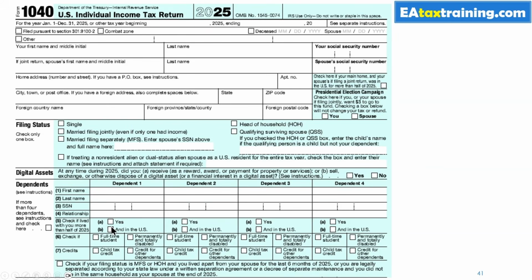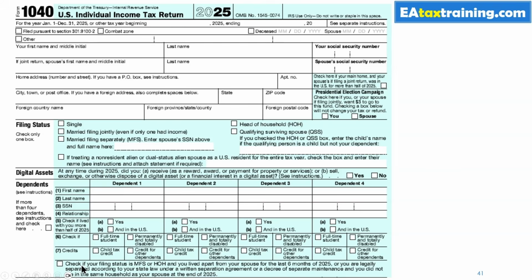And so they want to see that right here on the front of the 1040. And then check if they're a full-time student or permanently disabled. That's important for determining whether or not they are a dependent. And then check if you are taking certain credits. So there are certain credits, and they want to know, are you taking the credit for that particular dependent? So you would check those boxes.